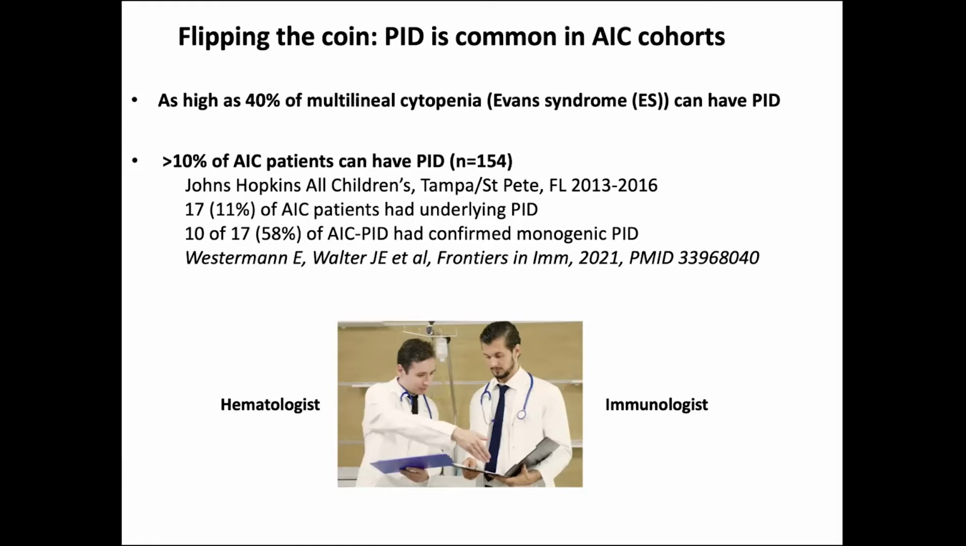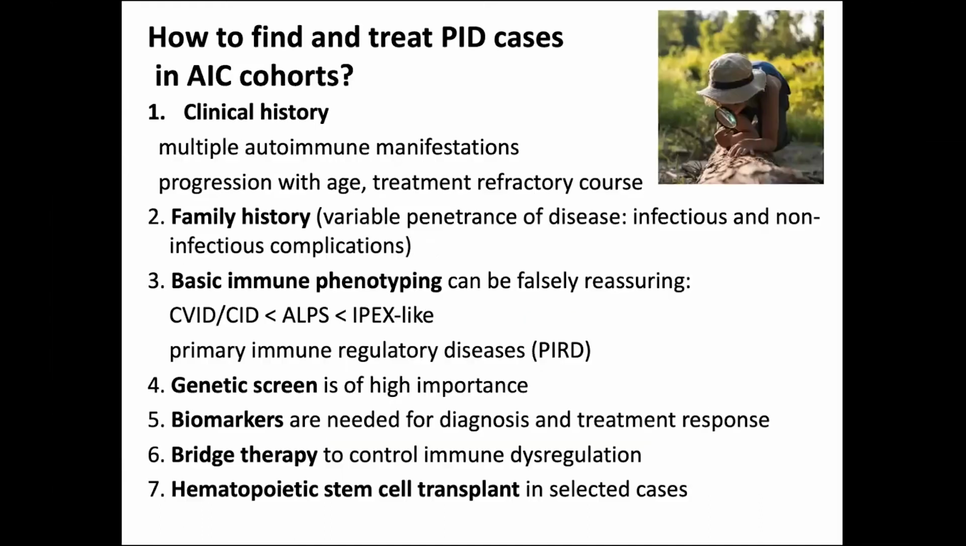So what I want to take home from this slide, and hope you can also appreciate, is that the hematologists and the immunologists have to work very closely hand in hand in helping patients to be diagnosed with immunodeficiency disease, and those who already have a diagnosis to treat them properly. And that's going to take me to a short summary slide in the middle of my talk: how to find and treat primary immunodeficiency patients in the autoimmune cytopenia cohort.